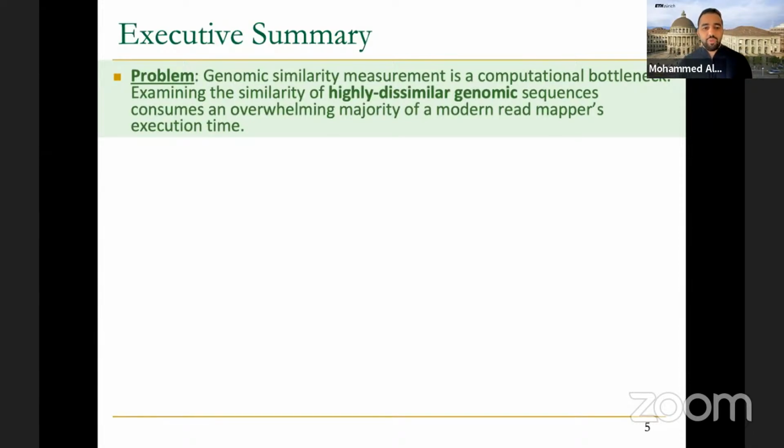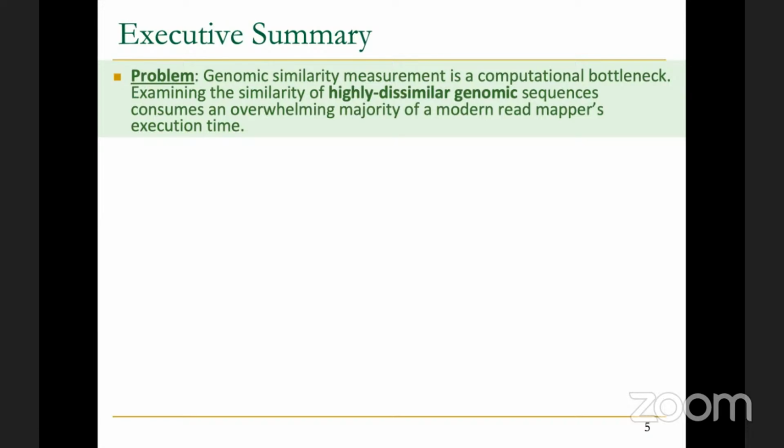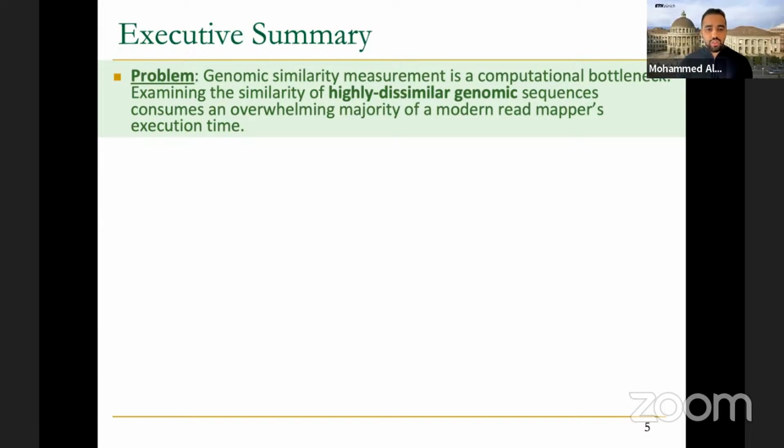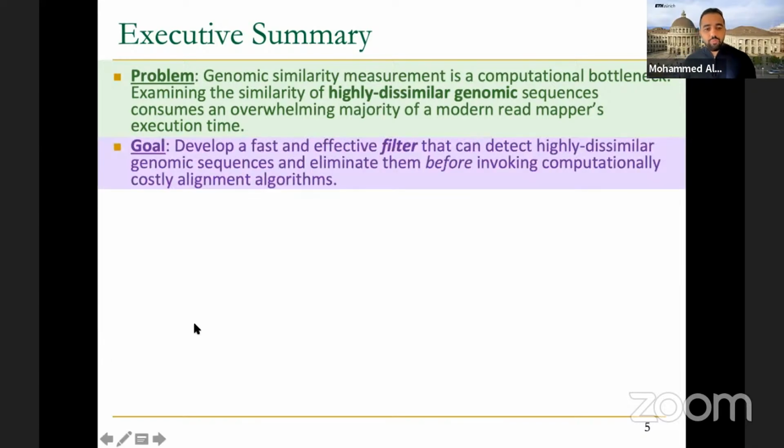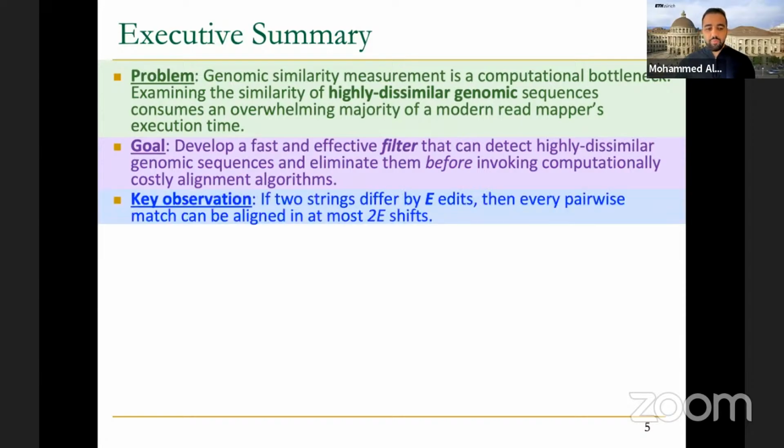We leverage this information: whenever two sequences have too many differences, exceeding that threshold, let's not use this expensive algorithm for these particular genomic sequences. So our goal is to develop a fast and effective filter that can tell us whether the number of edits exceeds a threshold or not. This kind of filter can detect highly dissimilar genomic sequences and eliminate them before invoking the computationally expensive step.